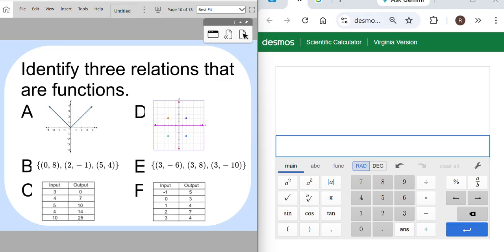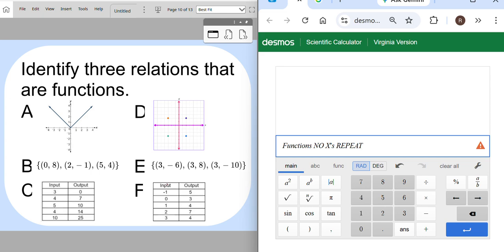Now we're going to look at this and identify 3 relations that are functions. So I'm going to make a note on Desmos over here. Functions: no x's repeat. So if it's a function, no x can repeat. Let's start down here with the tables. I think that might be easiest.